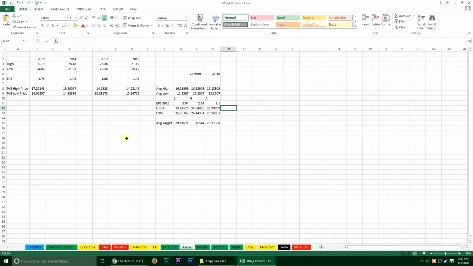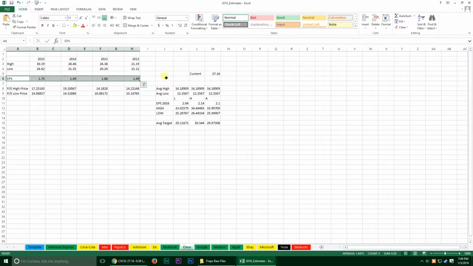So I've already done everything for Cisco. Let's just get right into it. So we come over here and we see a high and we see a low. The high means the highest price of the stock during the year, and low means the lowest price of the stock during the year. So for 2015, we have this information, 2014, we have this, 2013, and so on and so forth.